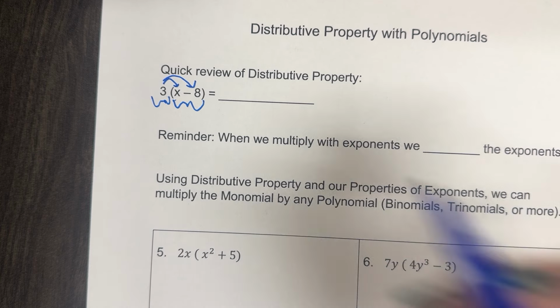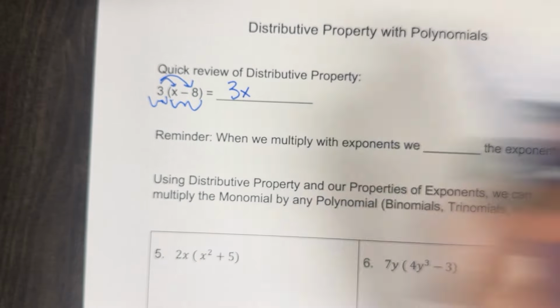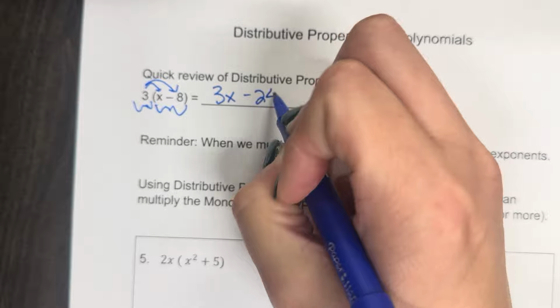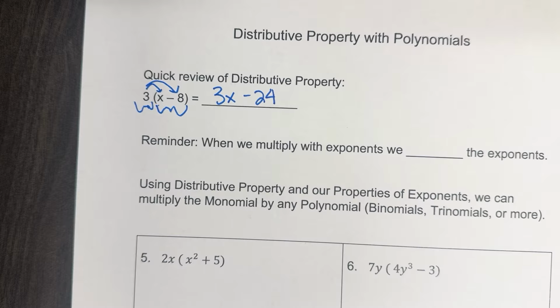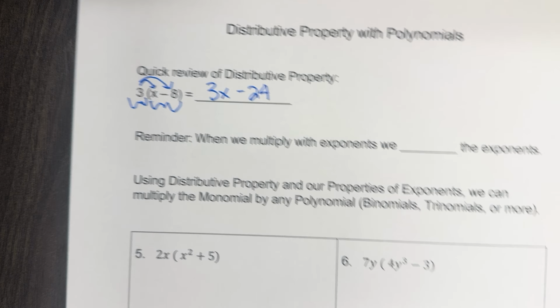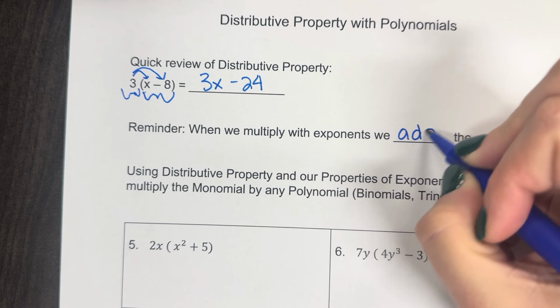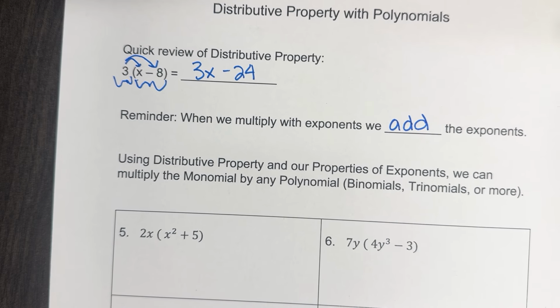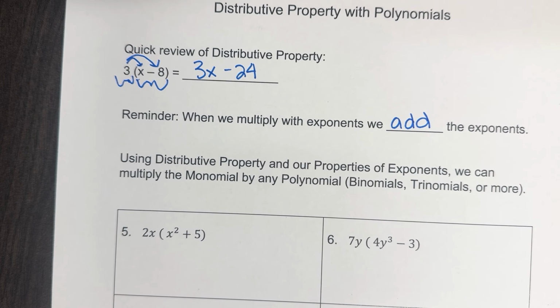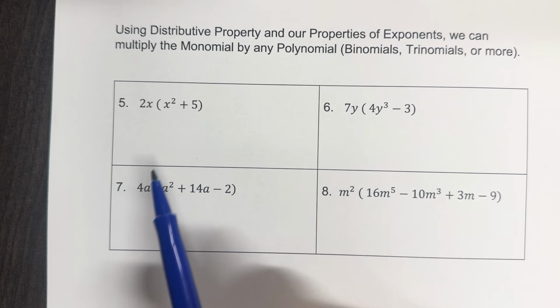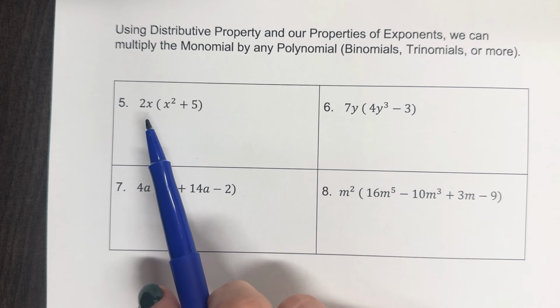So we take 3 times x, which gives us 3x. And we take 3 times negative 8, which gives us a negative 24. Now, the reminder that we need today is that when we multiply with exponents, we have to add the exponents. So we're still going to use that distributive property, right? It's just that now what we have sitting in front is something that has a variable.